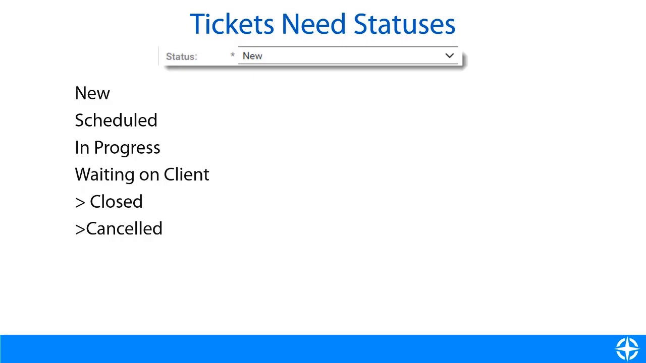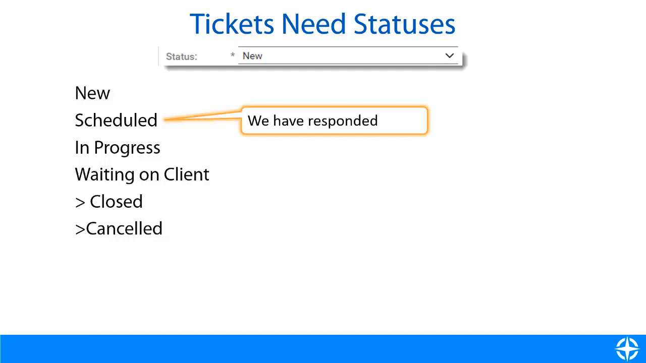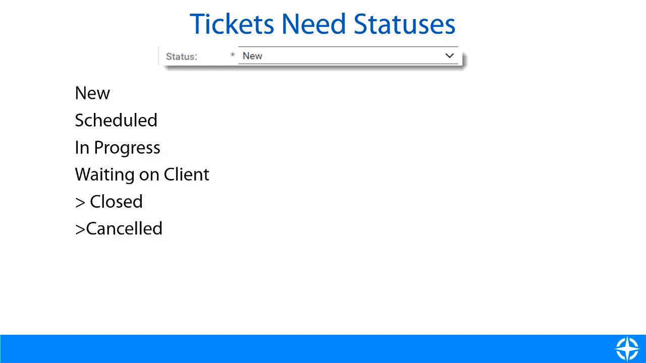Statuses reflect the progress of the ticket toward completion for a specific board. It's a good idea to think through the life of that board's typical ticket to know what statuses to create. For example, new for a brand new ticket, scheduled for responding to the request, in progress for creating a plan to fix the issue.